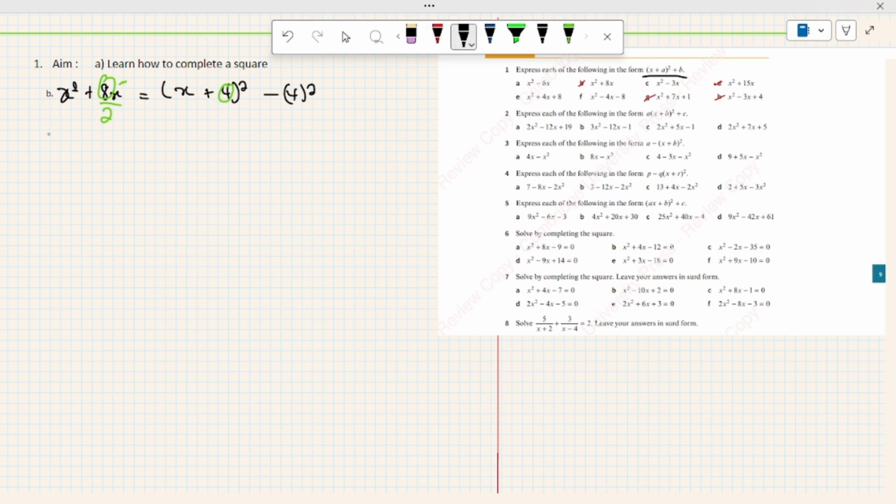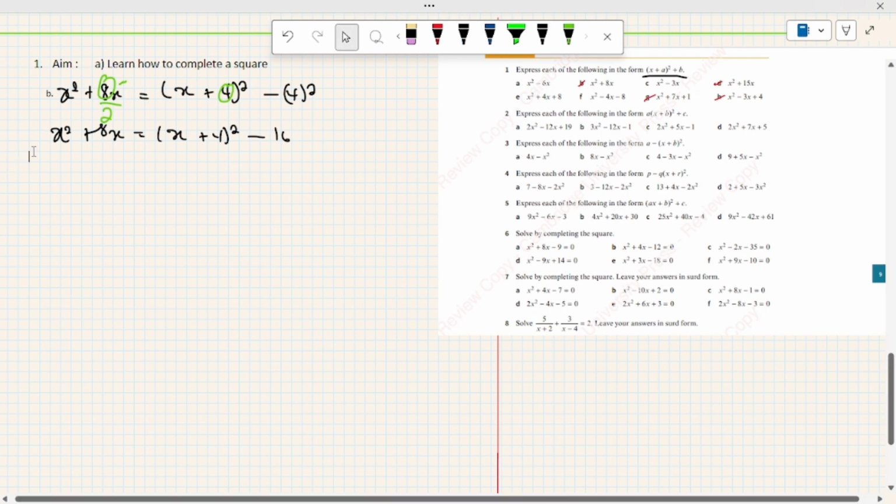Let's solve the question. What you're going to get is x squared plus 8x equals x plus 4 squared minus what? 4 squared is 16. Right, so this is our answer. Nothing difficult, guys. This is not rocket science.